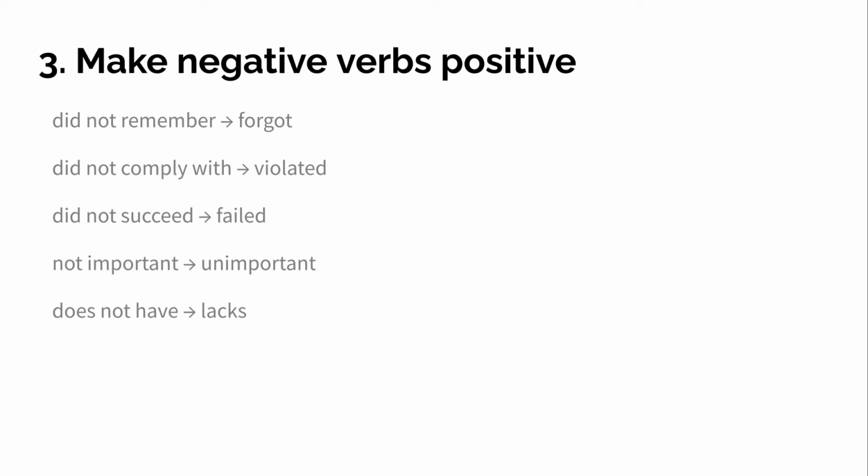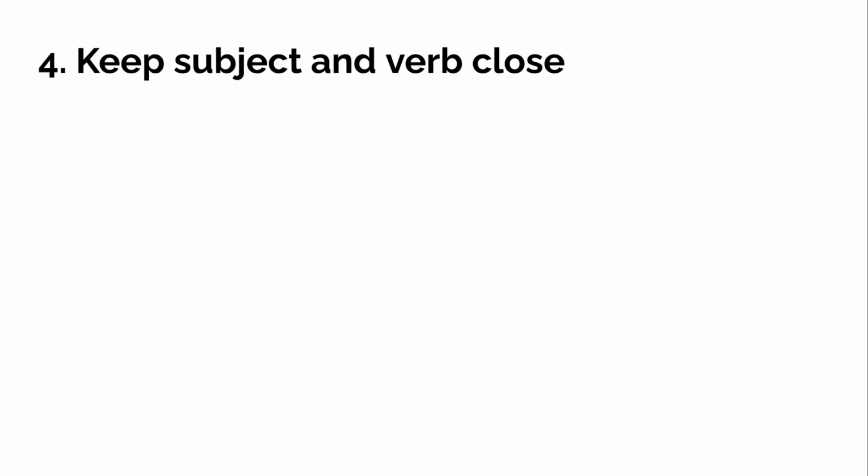Now let's move on to the next part, which is about keeping the subject and verb close together. Because the basic structure of an English sentence is subject, verb, object, readers expect to see the verb as soon as possible after the subject. Essentially, once readers read the subject, they are waiting for the verb. And that means that they'll pretty much just skim over everything else until they get to the verb.